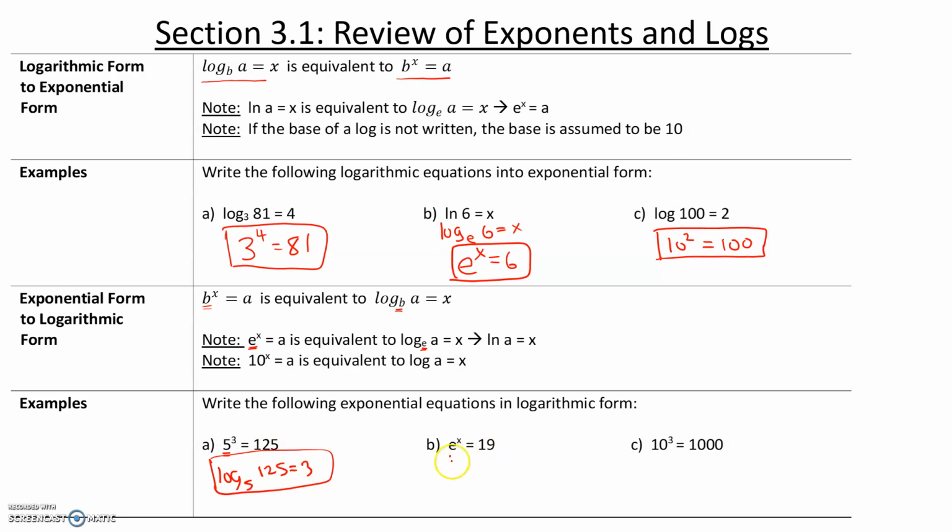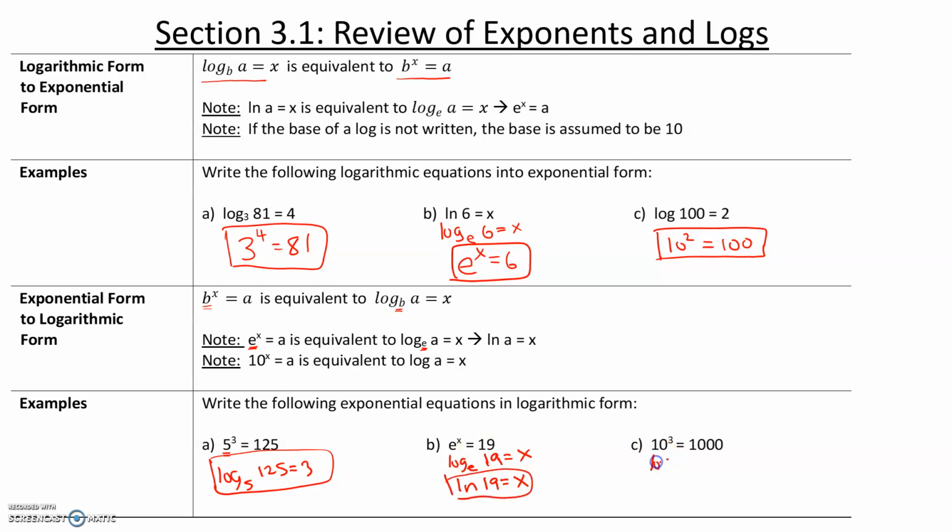E to the x equals 19. We have log base e of 19 equals x. The base of the exponent e becomes the base of the log. The 19 and x reverse. Log base e is the natural log, so this is natural log of 19 equals x.